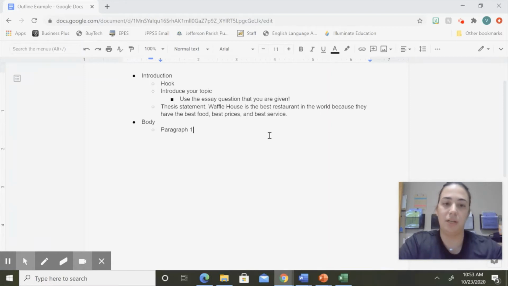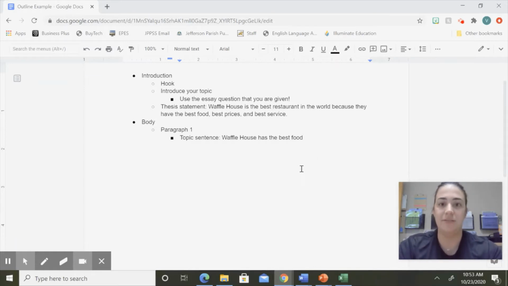Paragraph number 1. My topic sentence is going to be that Waffle House has the best food. How do I know that? I look up here at my thesis statement because that's the first thing I listed in my thesis statement. So that's where it needs to go. It needs to be that first body paragraph.